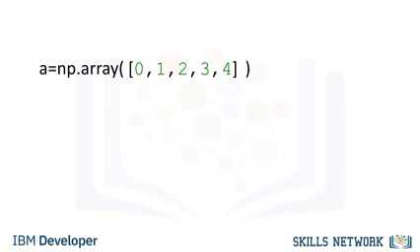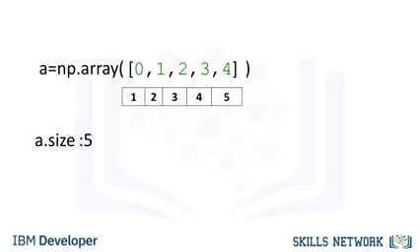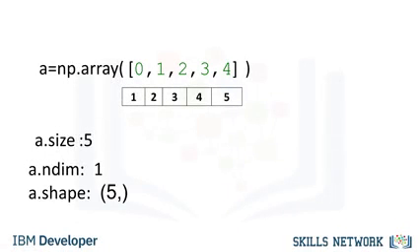Let's review some basic array attributes using the array A. The attribute size is the number of elements in the array. As there are 5 elements, the result is 5. The next two attributes will make more sense when we get to higher dimensions, but let's review them. The attribute ndim represents the number of array dimensions, or the rank of the array, in this case 1. The attribute shape is a tuple of integers indicating the size of the array in each dimension.